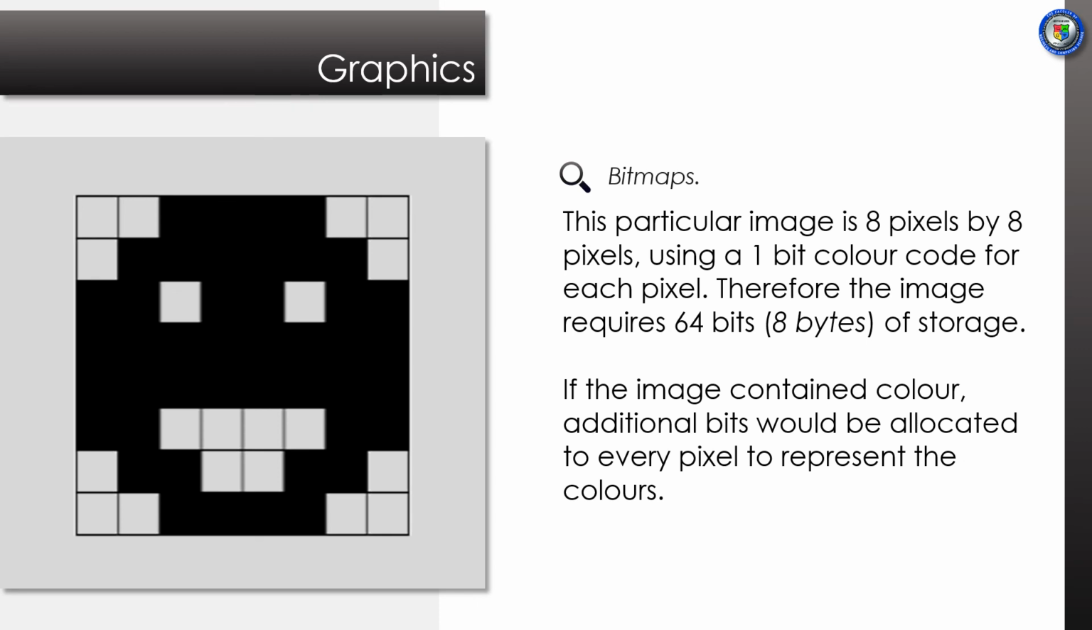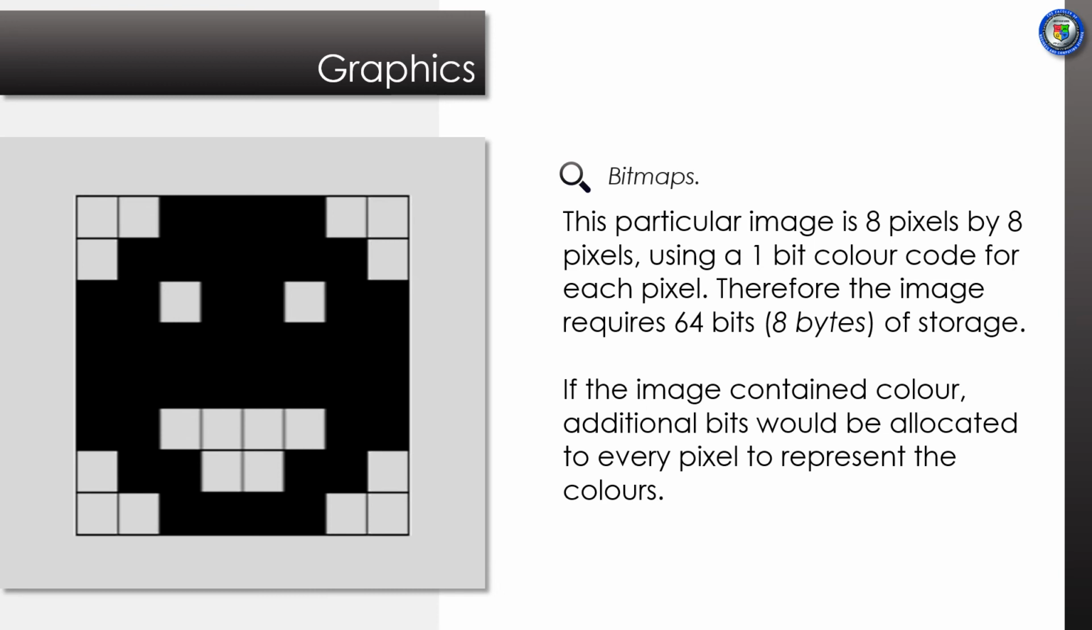Let's look at this example. This image is a black and white or monochrome image. It has 8 pixels by 8 pixels. We are using 1-bit colour depth for each pixel, which means we use either a 1 or a 0 to represent each pixel. Therefore, the image requires 64 bits of storage.